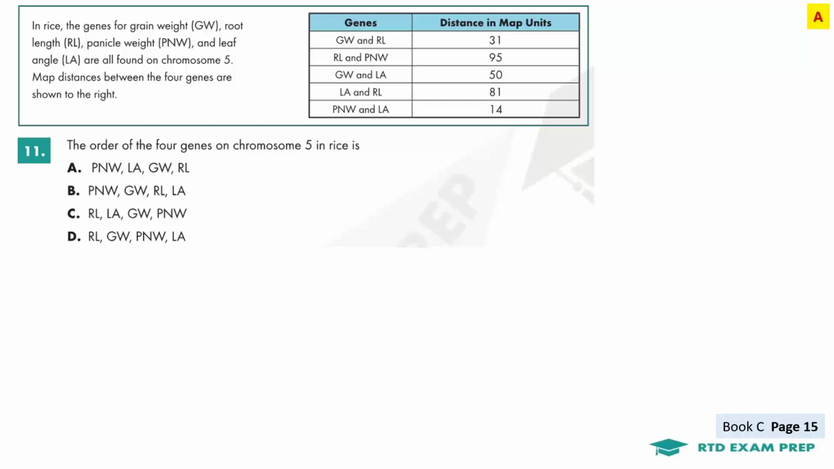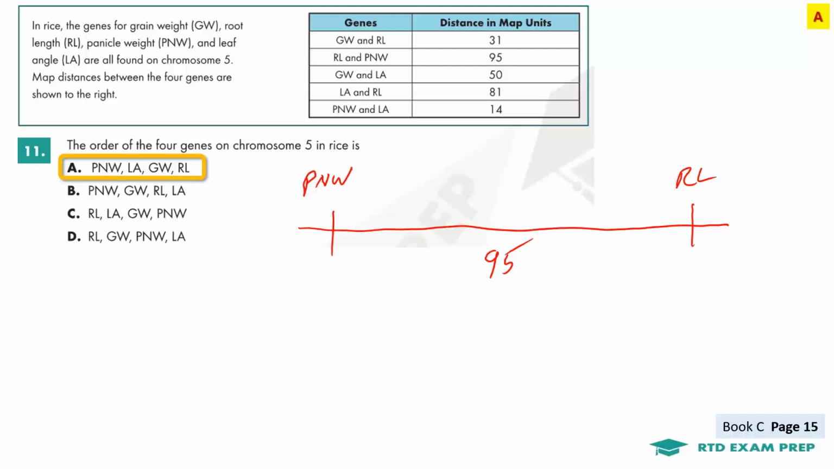Now, as you did this chromosome mapping one, I'm really hoping that you, just like we did earlier, drew it out, started off, hey, I'm going to start with my 2 longest ones, and you set it up so that you had your P and W and your RL, noted that it was 95 map units, and continued that process. This should have been a very straightforward question to get the order of PNW, LA, GW, and RL.